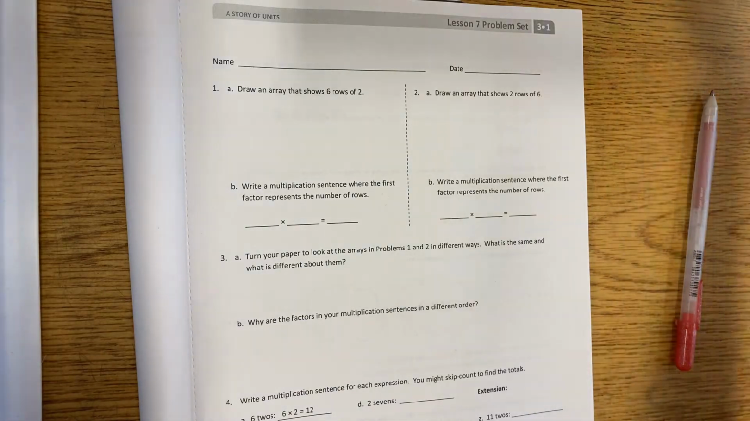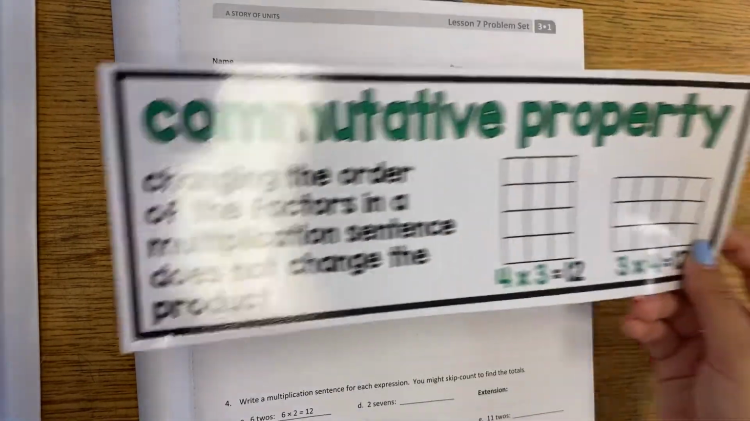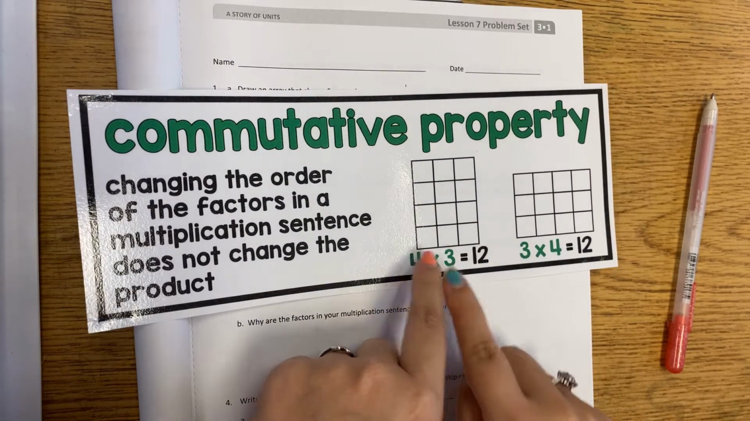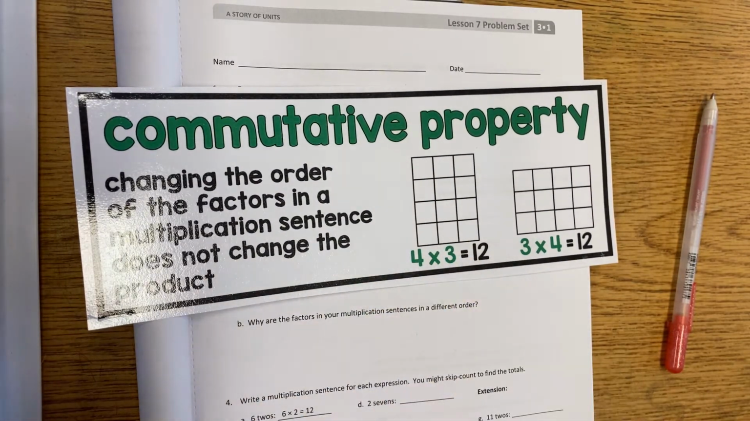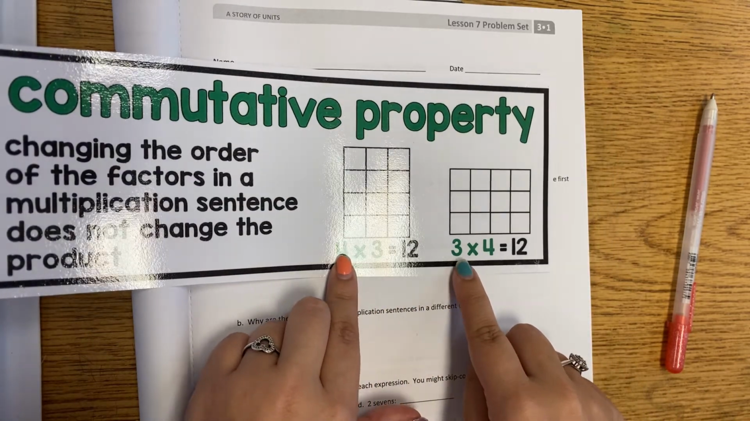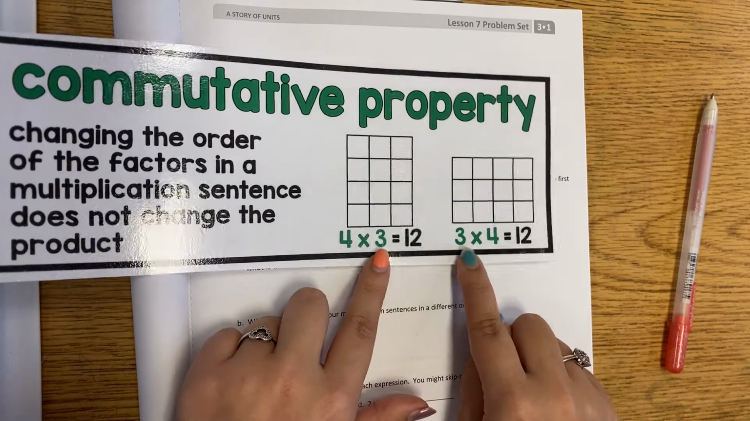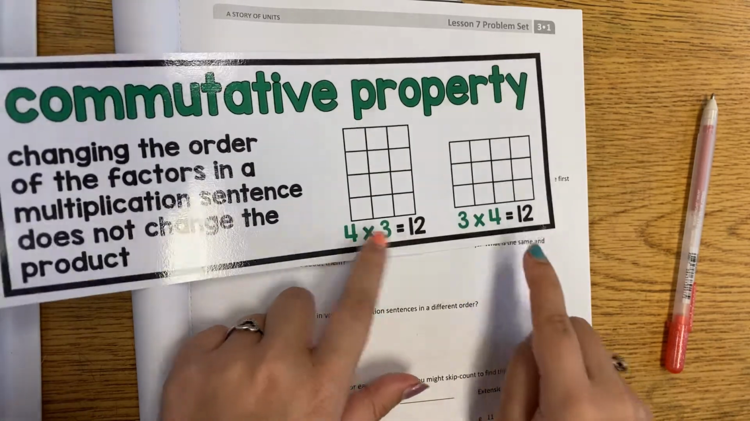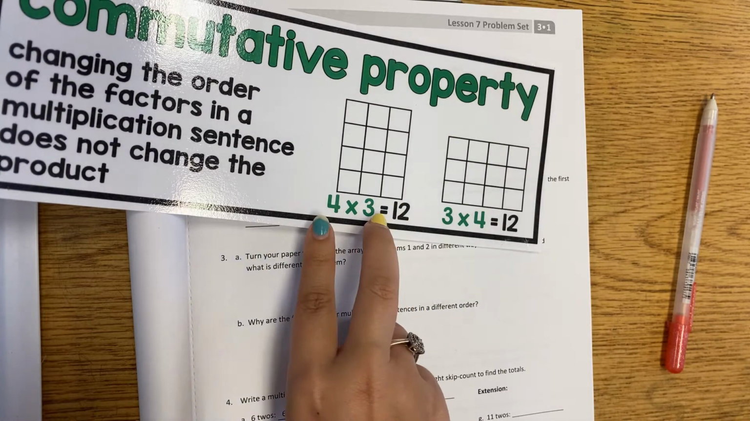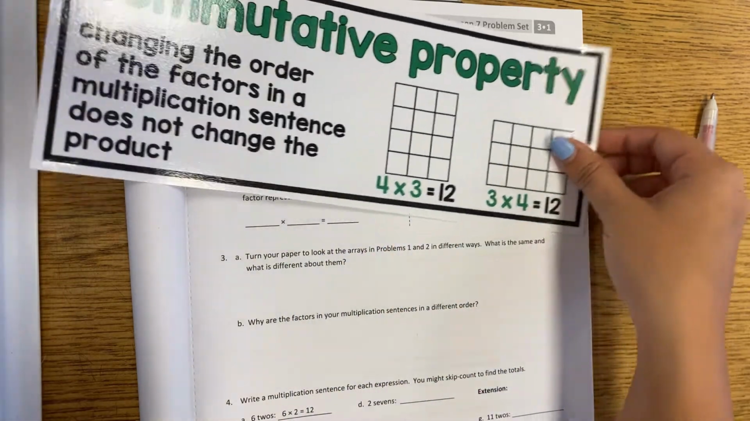We are working on the commutative property, and all that is just a fancy big word of saying that we take the numbers and we switch them around and then our total stays the same. So as you can see here in this example, we have 4 times 3 and then we have 3 times 4. So we have the same numbers, 3 and 4, and our total stays the same. So it's just a fancy way of saying that our factors switch places but the total remains the same.